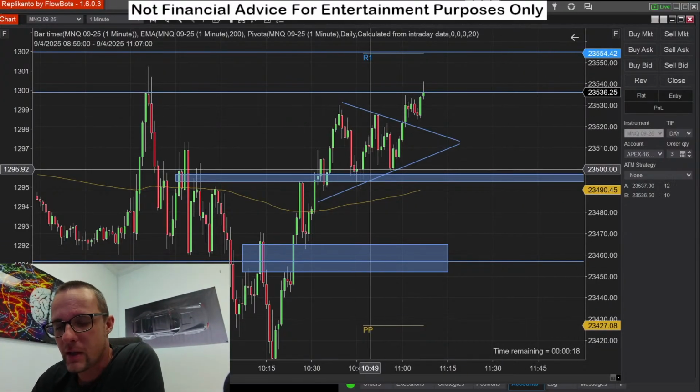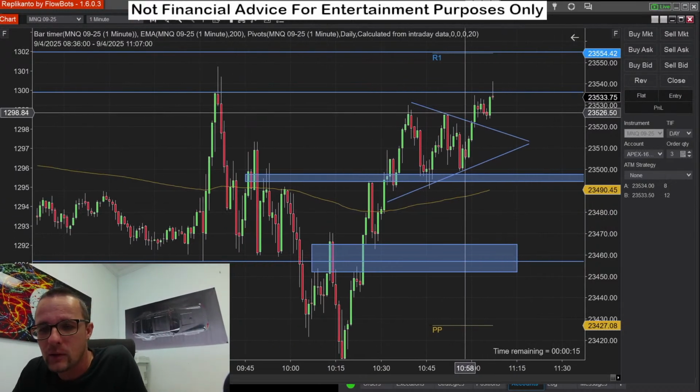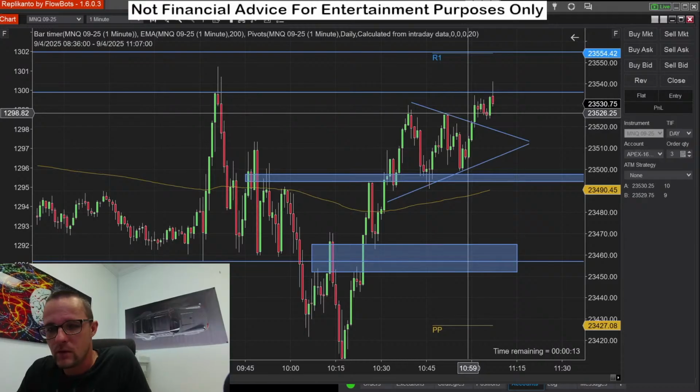But yeah, that's that. It's starting to push up. Broke out of this triangle. So, bullish bull flag breakout. But that's that.